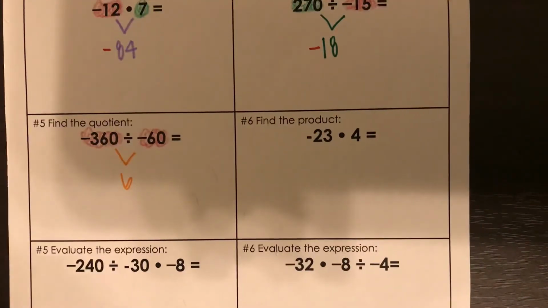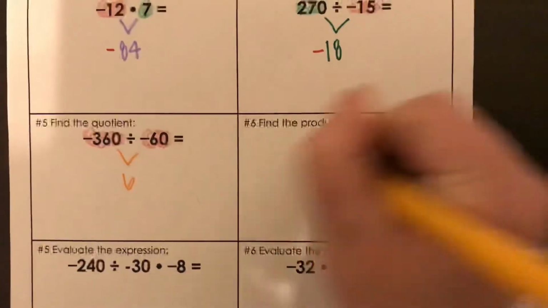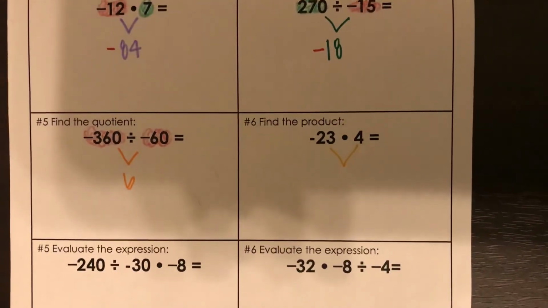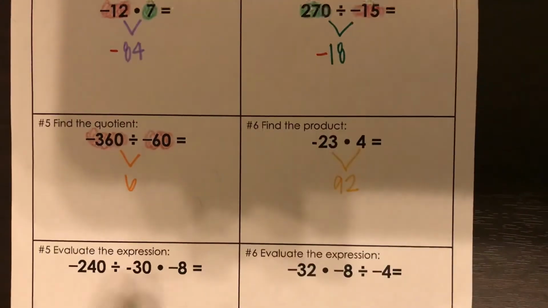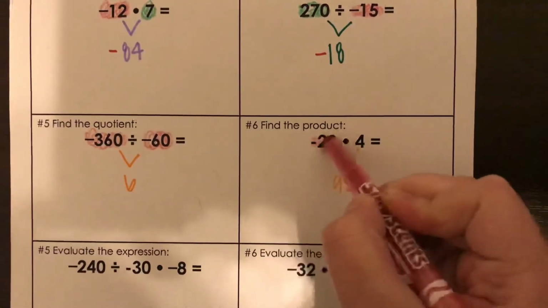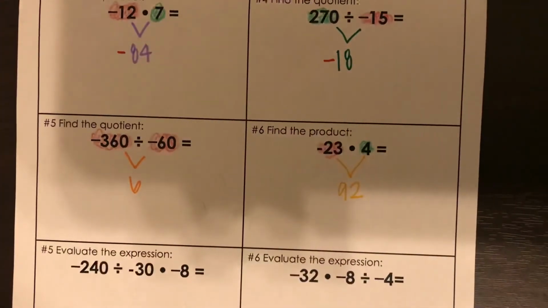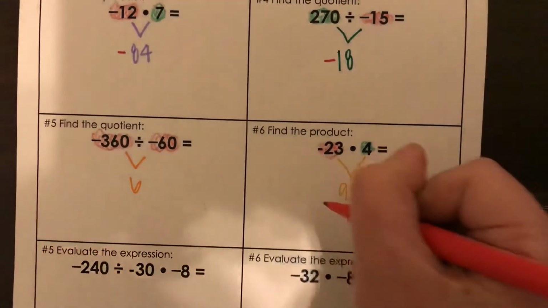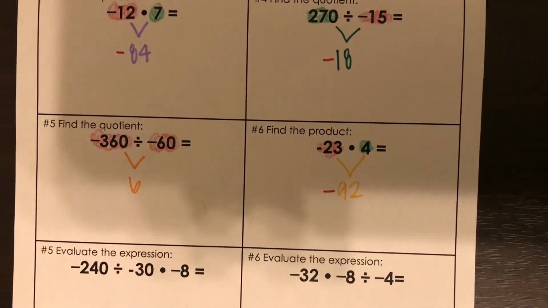The next one, switching back to a multiplication problem. We have negative 23 times 4. Once again, I'm just going to do the math without looking at the sign. 23 times 4 gives you 92. Now we need to determine what kind of sign that's going to be. The first number we have is negative. The second number we have is positive. So once again, we have different signs, which means our answer is going to be negative. So negative 23 times 4 is negative 92.